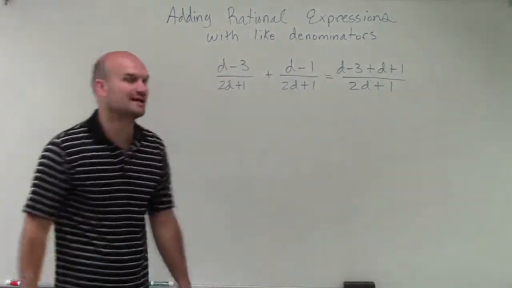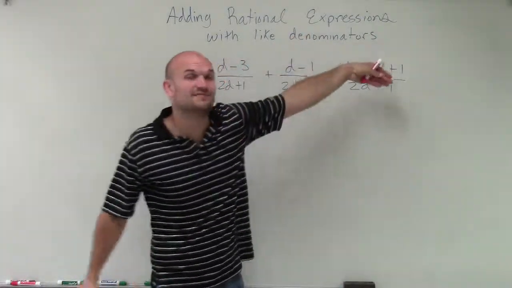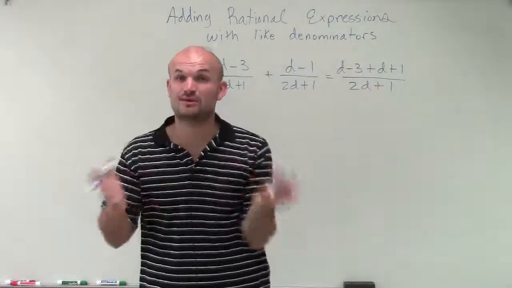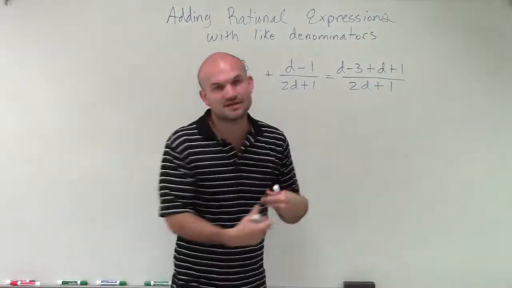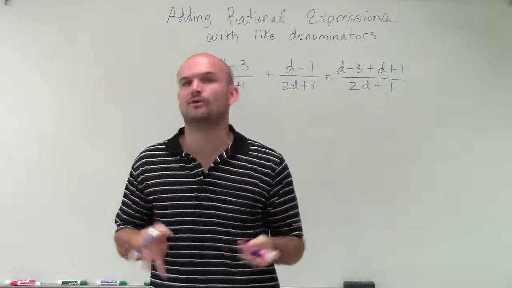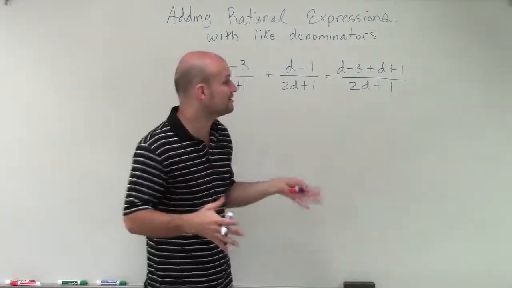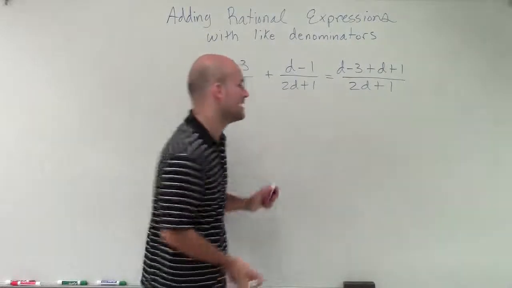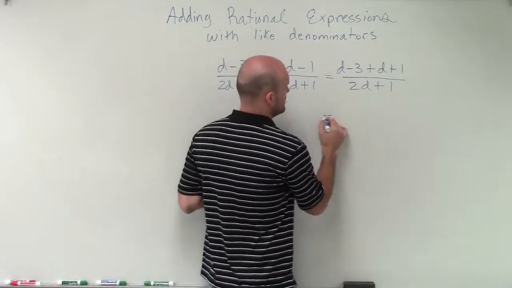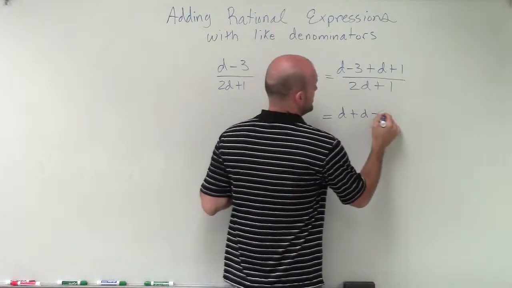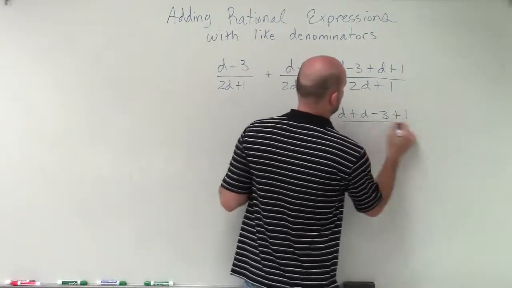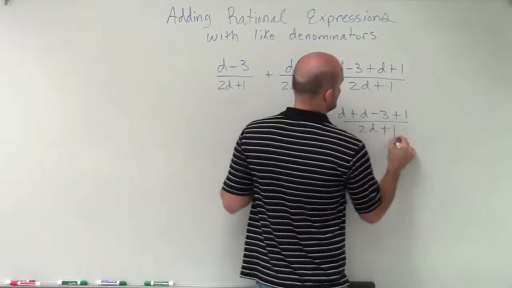Now, a lot of times when combining these, we see that my d and my d have the same variable factors, so those are like terms. So we can combine those two terms, and we can combine the negative 3 and the positive 1. To break this up a little bit, I'm going to put those terms next to each other so we can see how to combine them. So I'll just rewrite this expression below: (d + d − 3 + 1)/(2d + 1).